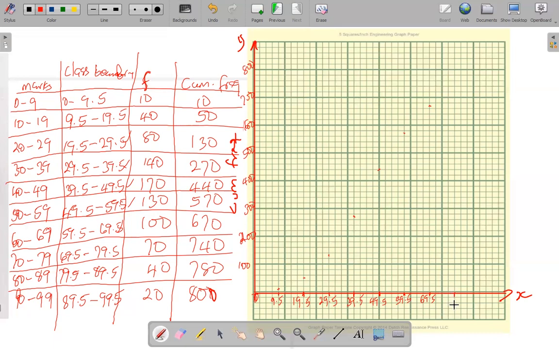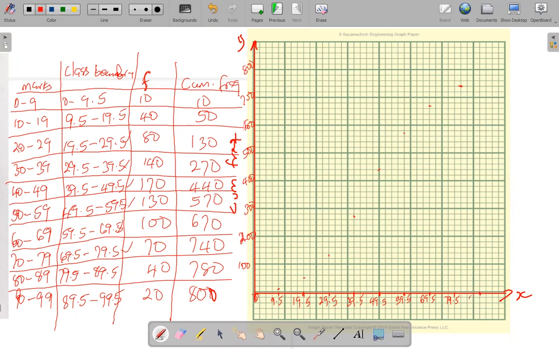What is the boundary there? That is 79.5. The cumulative frequency there is 740. This is 700, 720, 740. And count 4 again: 1, 2, 3, 4.